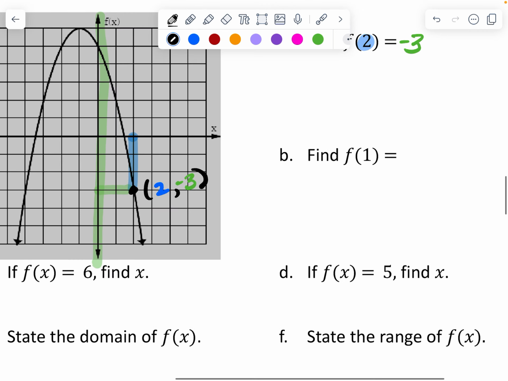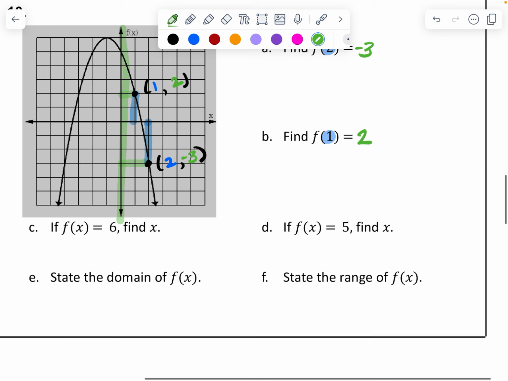Find f of 1. So where x equals 1 from the x-axis, I would have to go up 2, and the y value there is 2. The point is 1, 2. So f of 1 is 2.